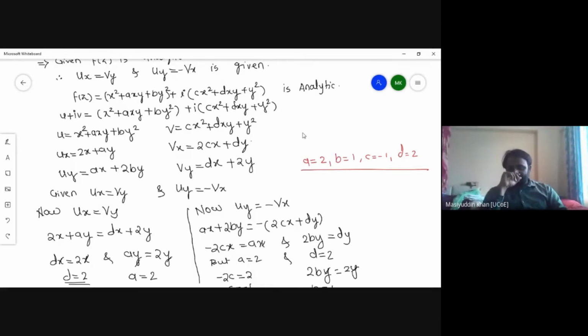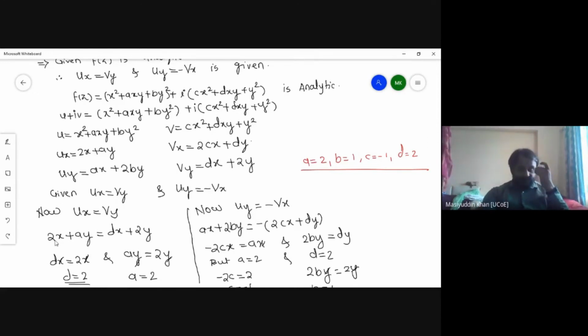And f of z is given as an analytic function, which means we have ux equal to vy and uy equal to minus vx. So one by one we have to compute. First, we substitute the equations we got after differentiation, and after substitution we compare the terms with the same variable from the left hand side to the right hand side.